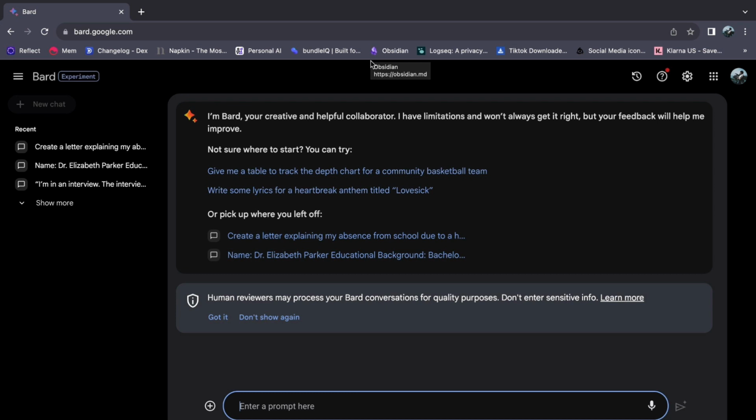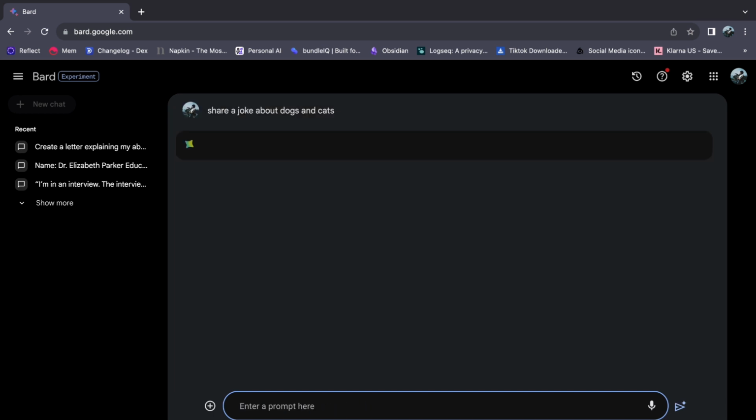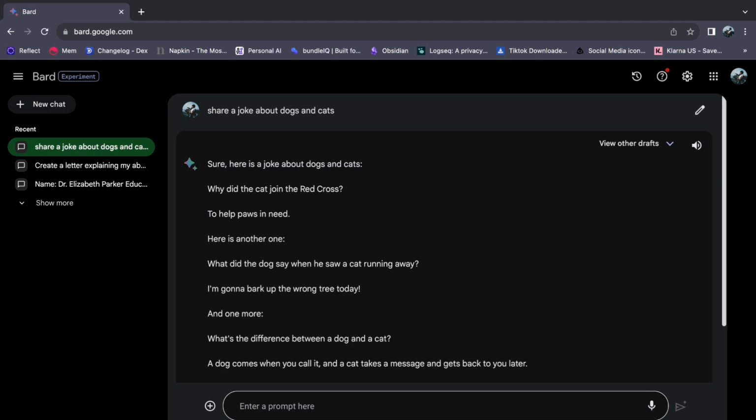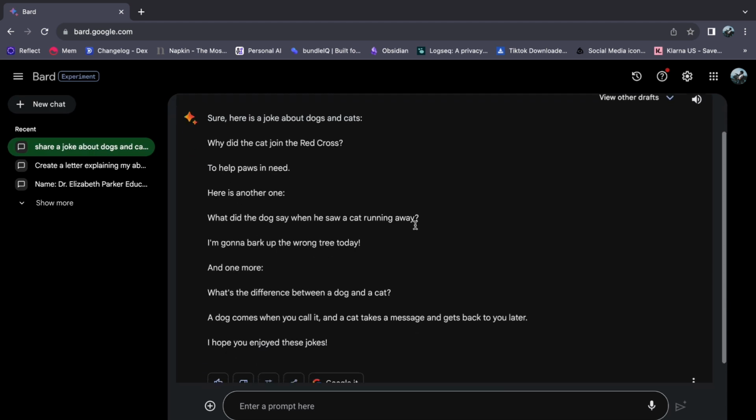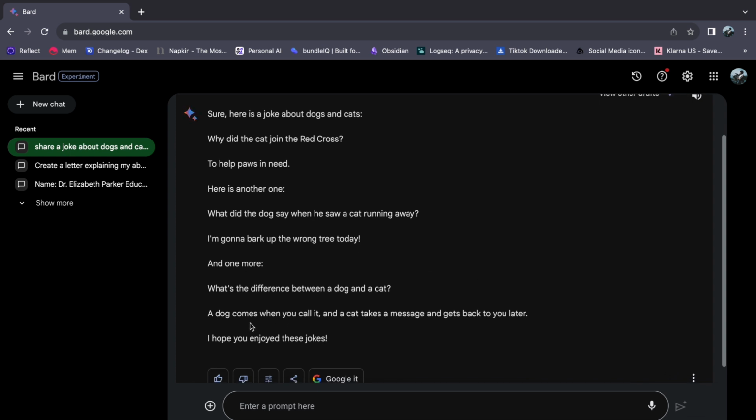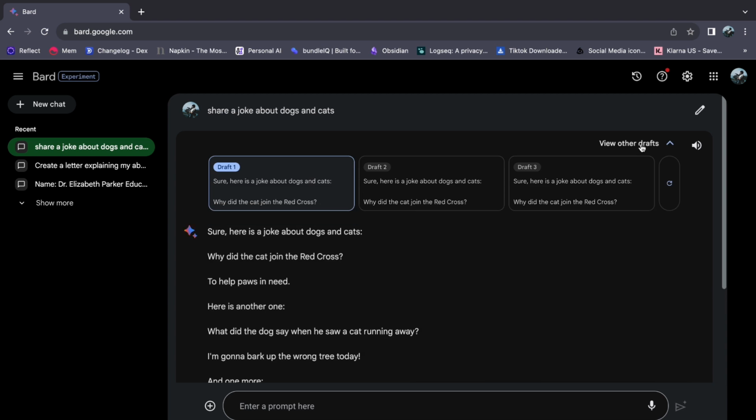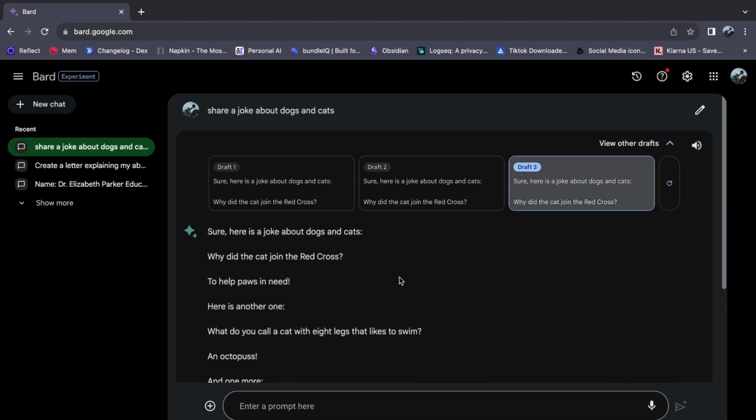With a sample prompt like, share a joke about dogs and cats, invoking Google Bard conjures forth an instant and seemingly magical delivery of a joke that's bound to tickle your funny bone. Yet, fear not if your initial attempt doesn't quite land the punchline you envision. Exploring the drafts opens up a realm of additional choices, ensuring plenty of laughs to choose from.